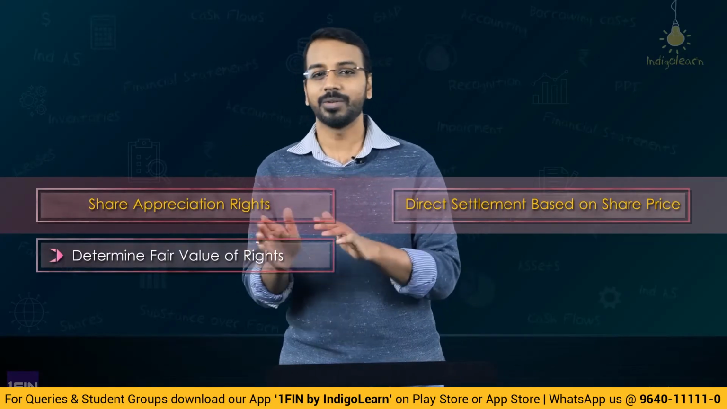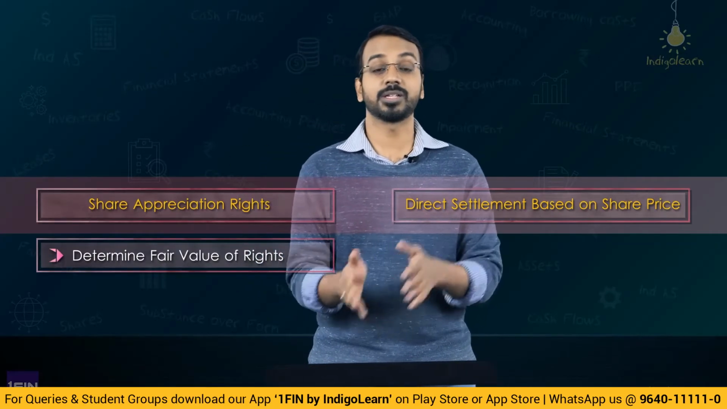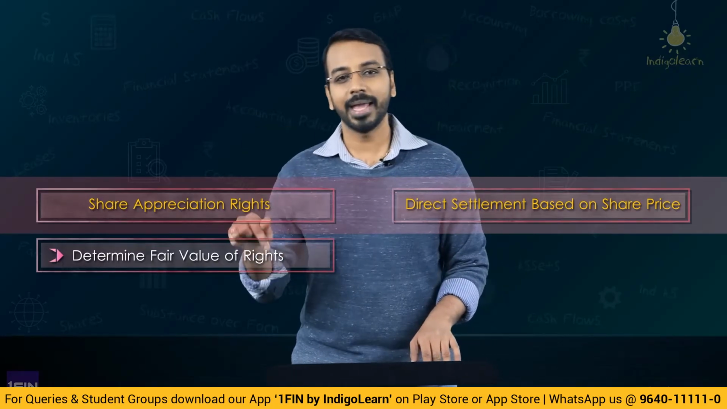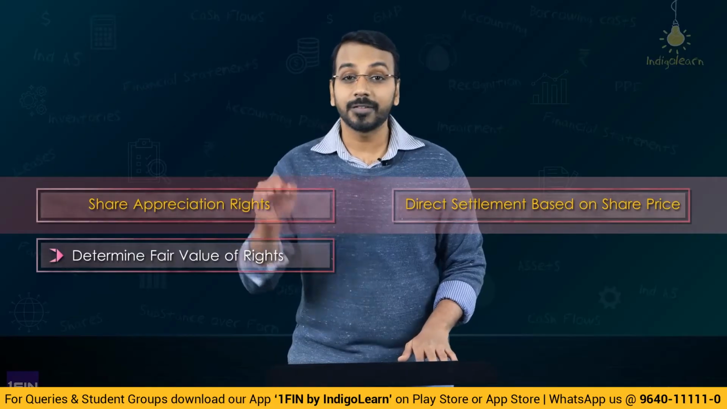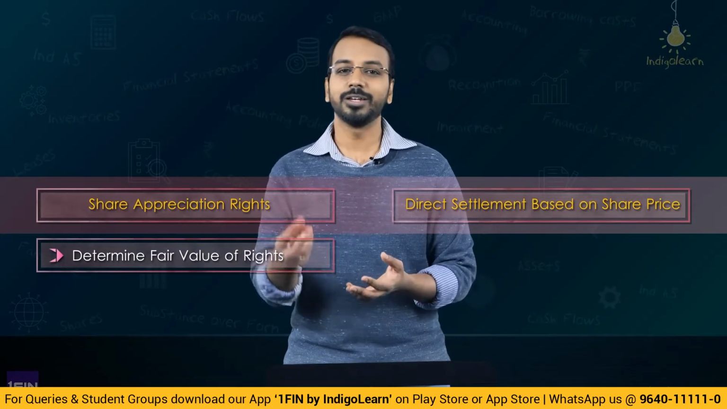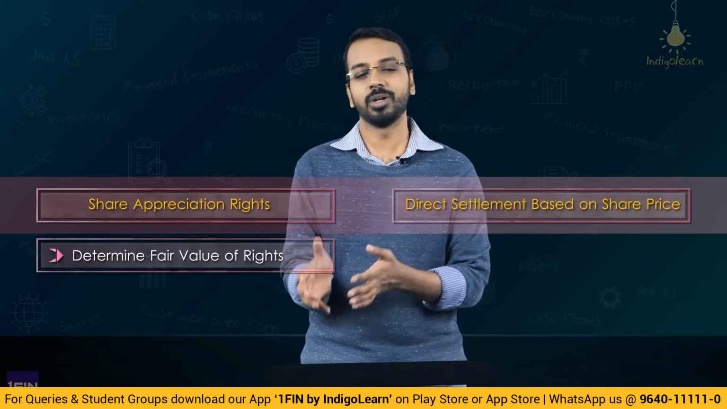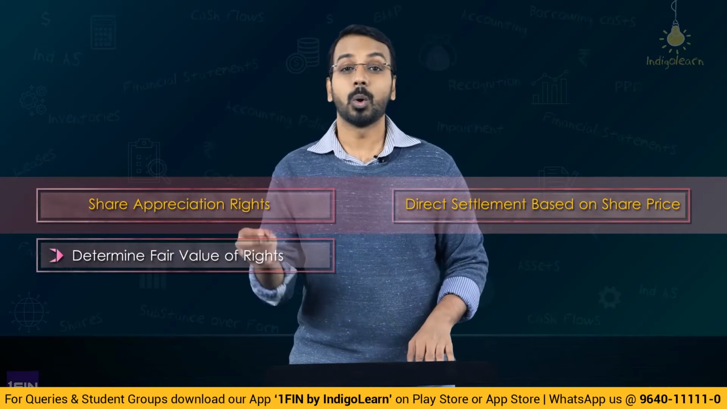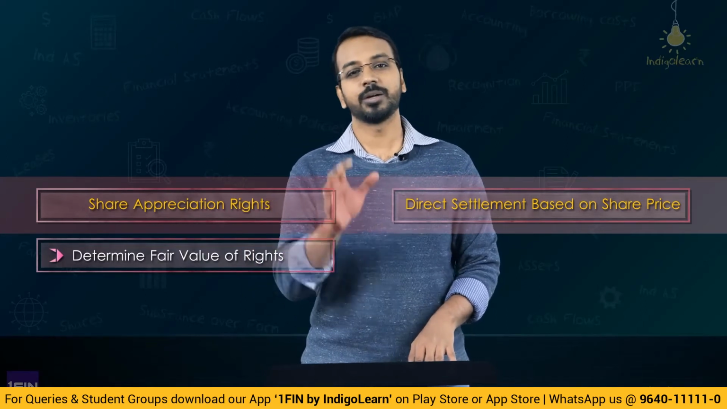See, the appreciation will happen over, let's say, 2 years or 3 years based on the vesting period, and the payment will happen after 3 years. Today, you have to determine what is the fair value of those particular share appreciation rights. For that, you can use the option pricing model that you will learn in derivatives in financial management. Based on that, you can determine the fair value of share appreciation rights.